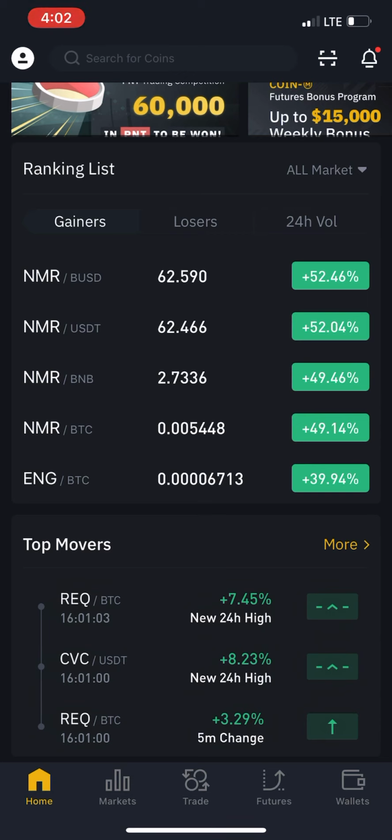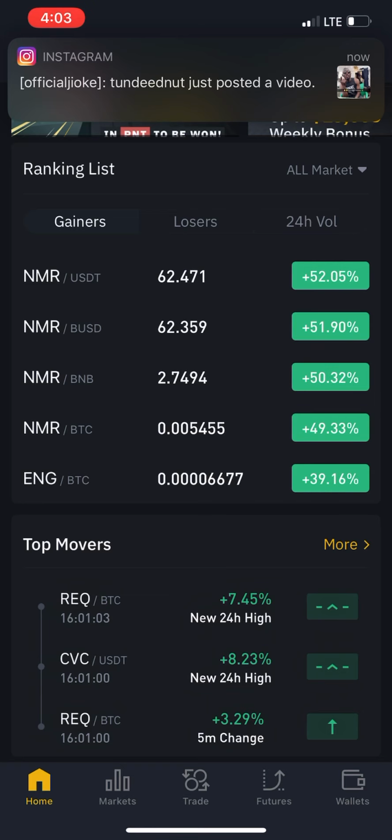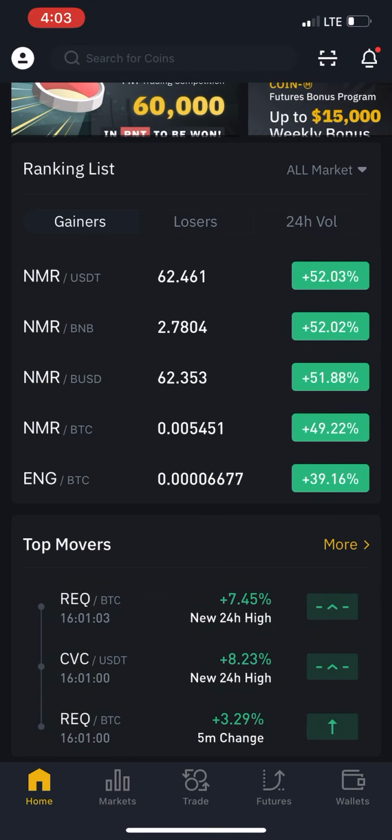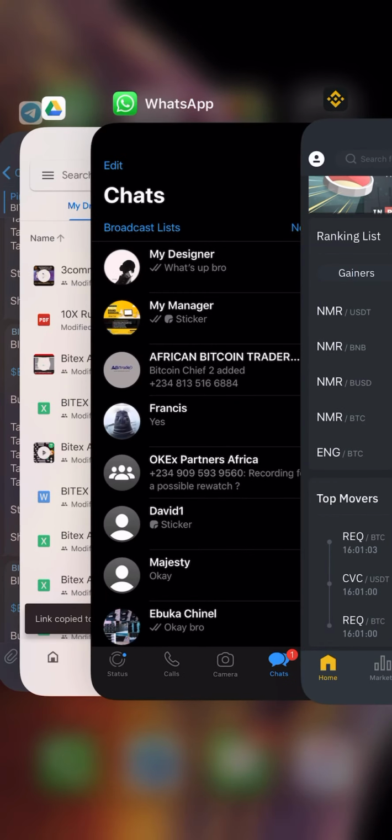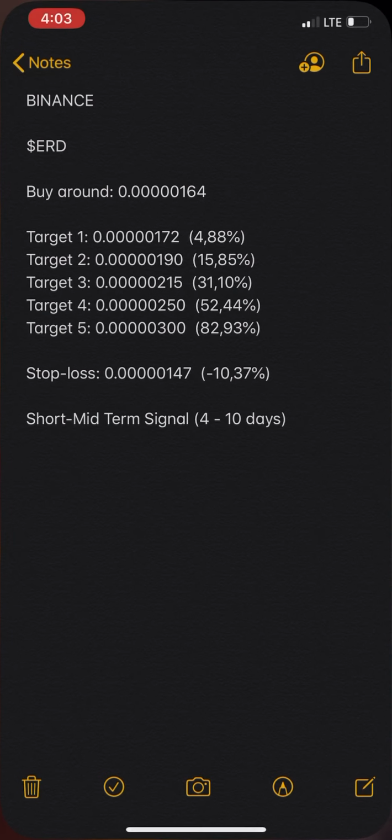Let's say now as a beginner you credited your Binance application with $100, which means you are going to be buying 2 coin with $50. Are you getting my point? So now let's say you have already credited your account with $100, and you want to buy your first coin. Now let's say you are using our signal, which is ERD.